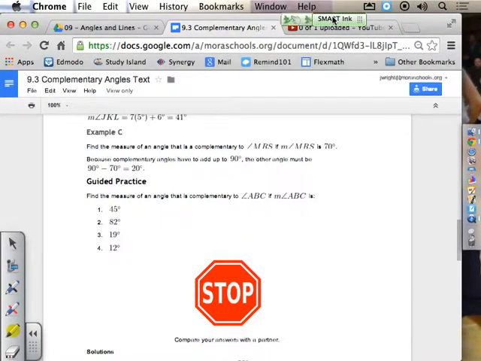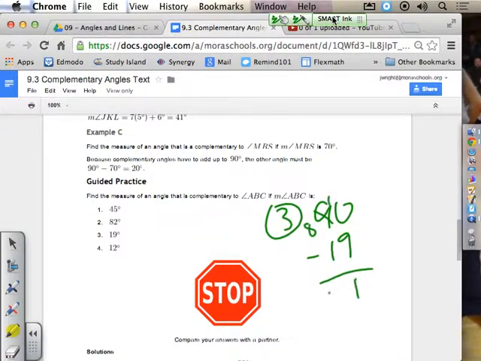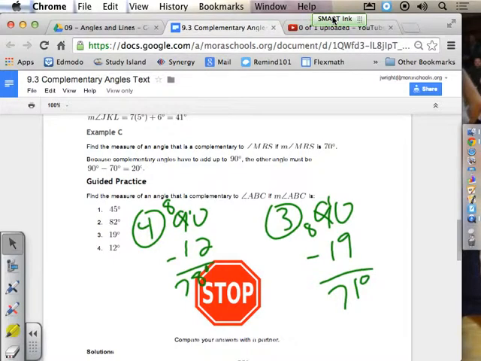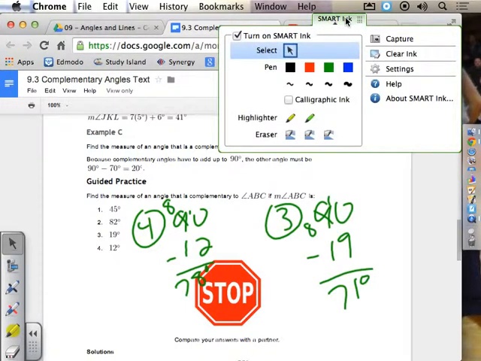Number 3, 19 degrees. 90 minus 19. Do our borrowing. 71 degrees for the missing angle of a complementary angle. Two angles that add up to 90. And I'll just do number 4 right here. 90 minus 12. Do our borrowing. I get 78 degrees. All right, hopefully you have a decent understanding of what complementary means.